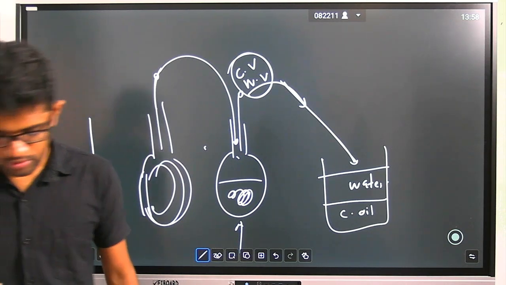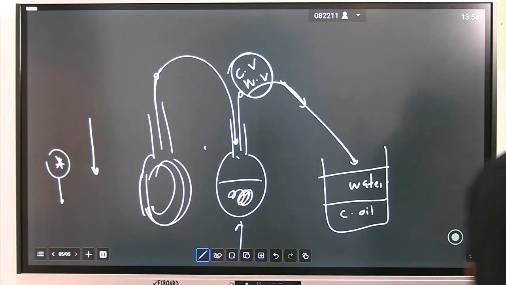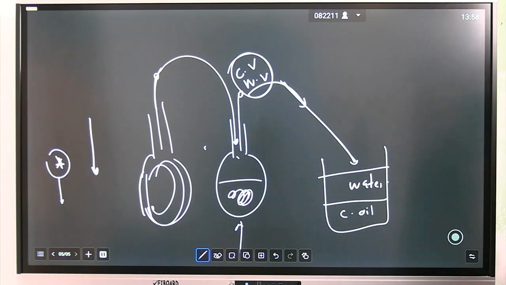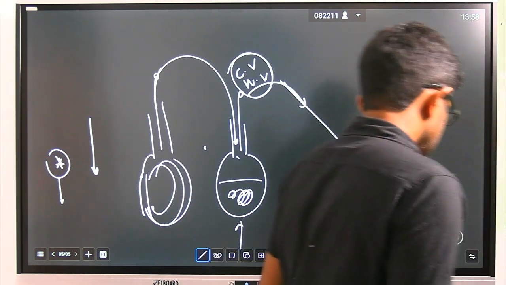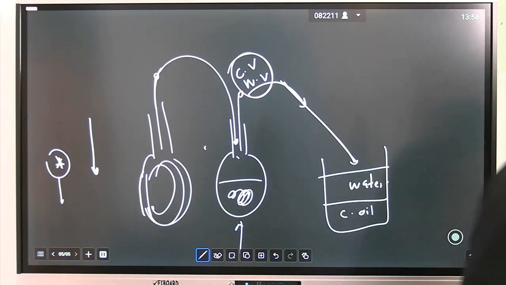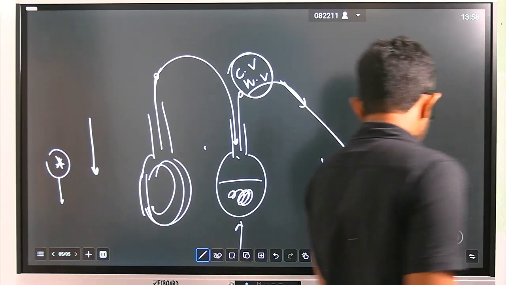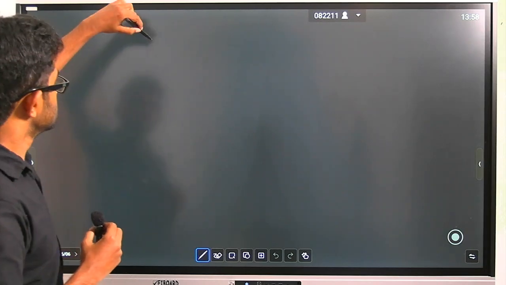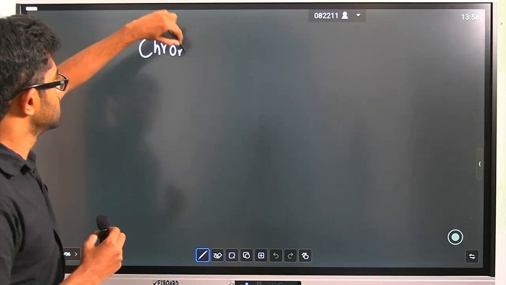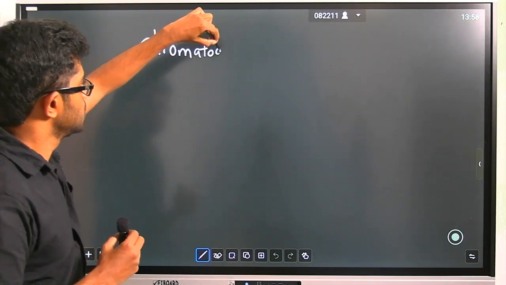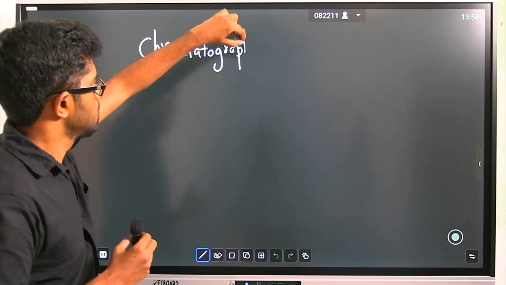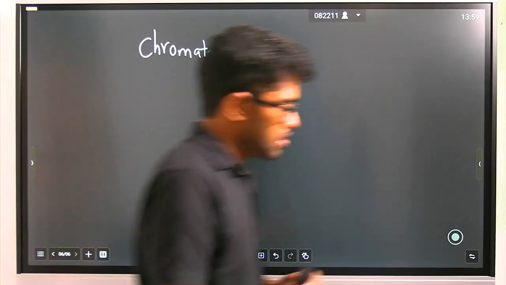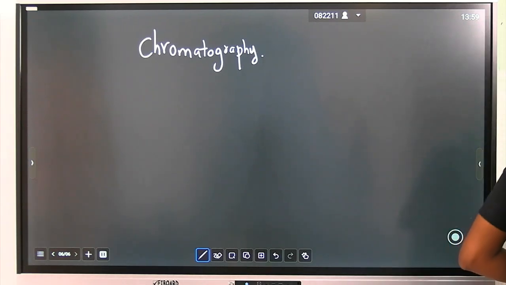Right? Okay. Shall we continue? I hope everything is okay. Chromatography. The final part is chromatography. Right, I'm going to explain this part, sorry, the chromatography part.